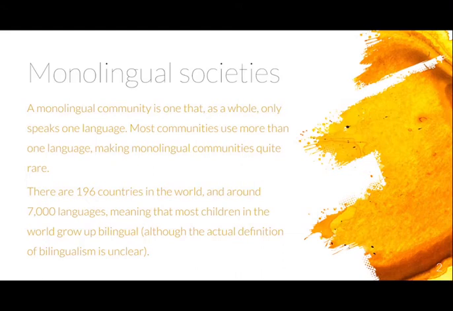Alright, so monolingual societies or communities are ones that, as a whole, only speak one language. Most communities speak more than one language, and this makes monolingual communities quite rare. There are 196 countries in the world and around 7,000 languages, and that means that most children in the world grow up bilingual. Although the actual definition of bilingualism is unclear, it's debated how much of a language you have to understand or be able to use to say that you're bilingual.